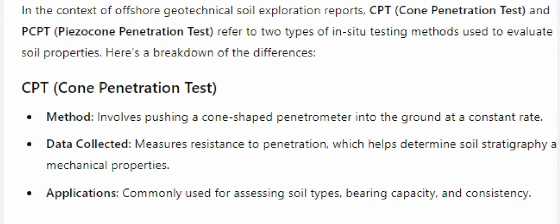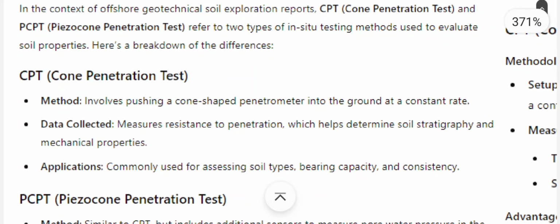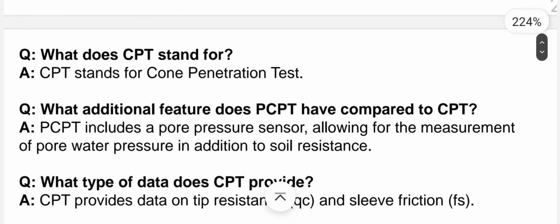We will talk about cone penetration test, CPT, and PCPT, piezo cone penetration test. In the context of offshore geotechnical soil exploration reports, CPT and PCPT refer to two types of in situ testing methods used to evaluate soil properties. So here, in situ, these two are not lab tests; these two are in situ testing methods.